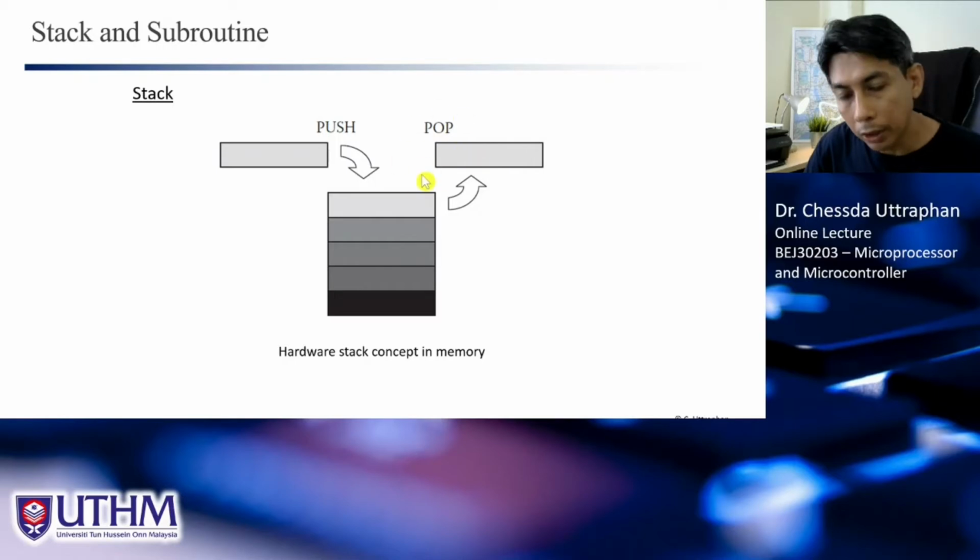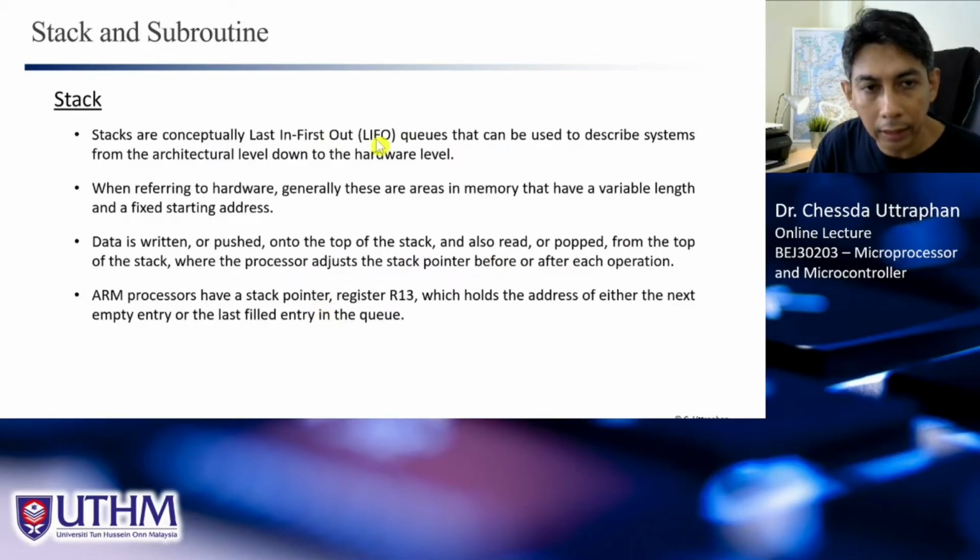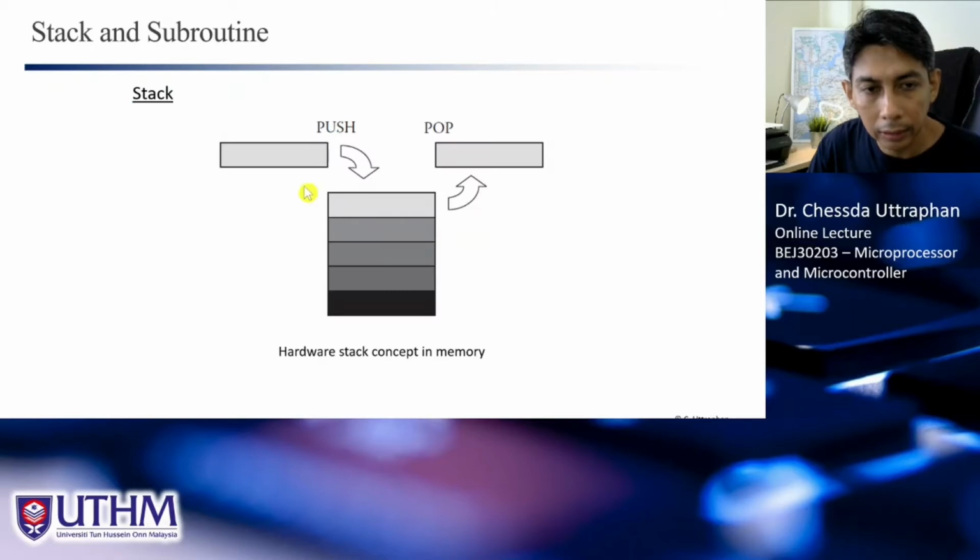When you want to pop the data from the stack, the first data that will be popped is the one on the top of the stack. So for example, this one is the last data that entered the stack. So when we pop, this one will go first. That's why we call it last in, first out, or first in, last out. So that is how the stack works.